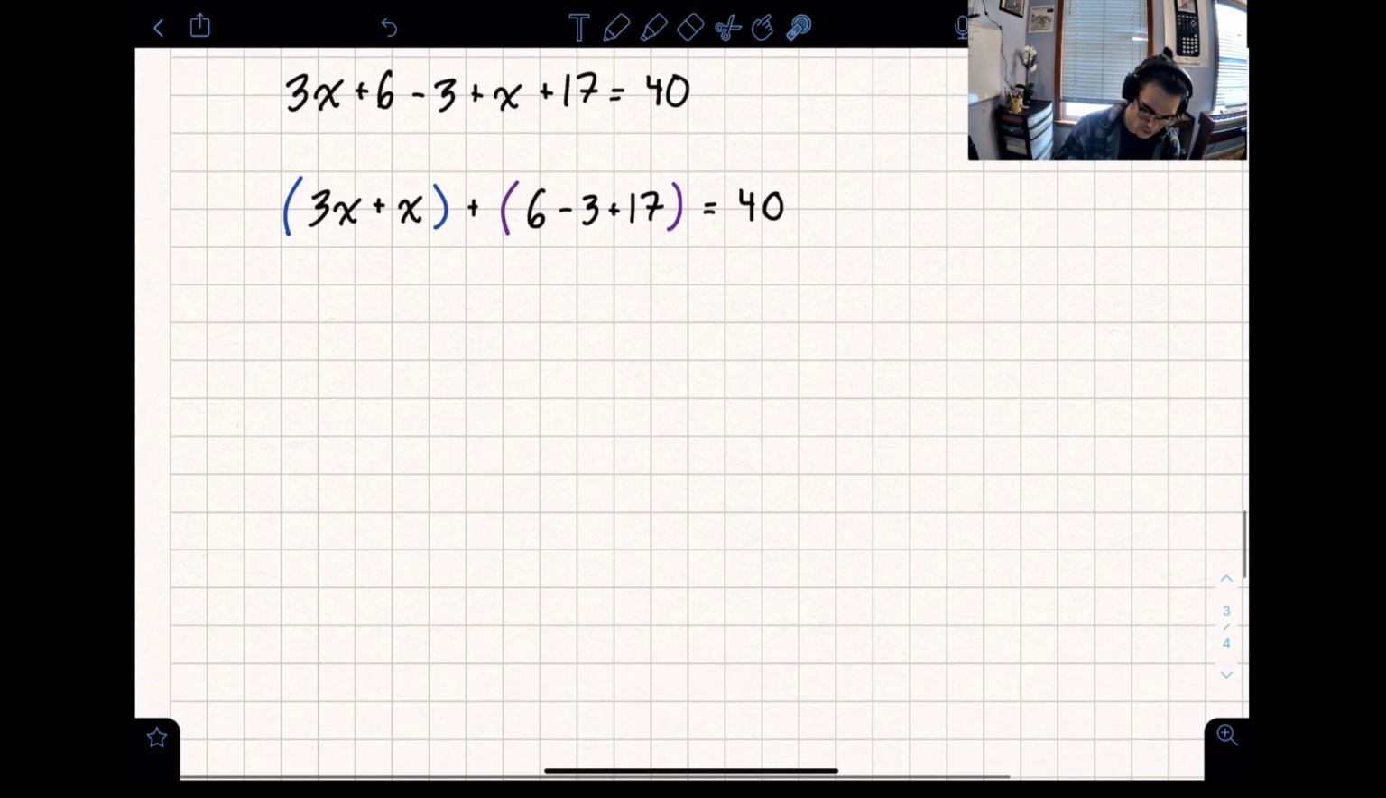Okay, so let's focus over here. Let's combine these x's. 3x plus 1x gives us now 4x. And now we can start combining our constants over here. 6 minus 3 gives us a positive 3. Positive 3 plus 17 equals positive 20. So now we have 4x plus 20 equals 40. Something much cleaner, much easier to manage.